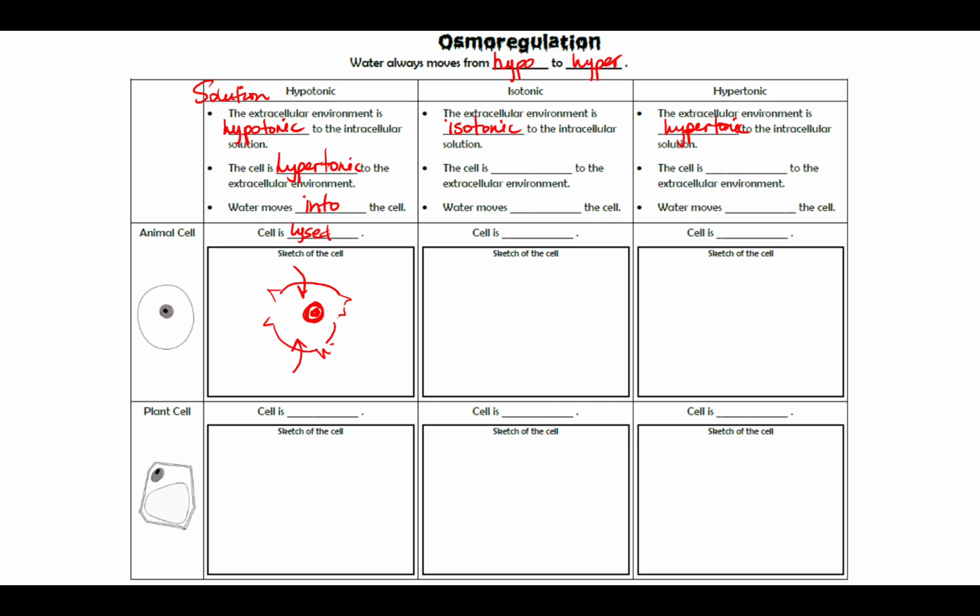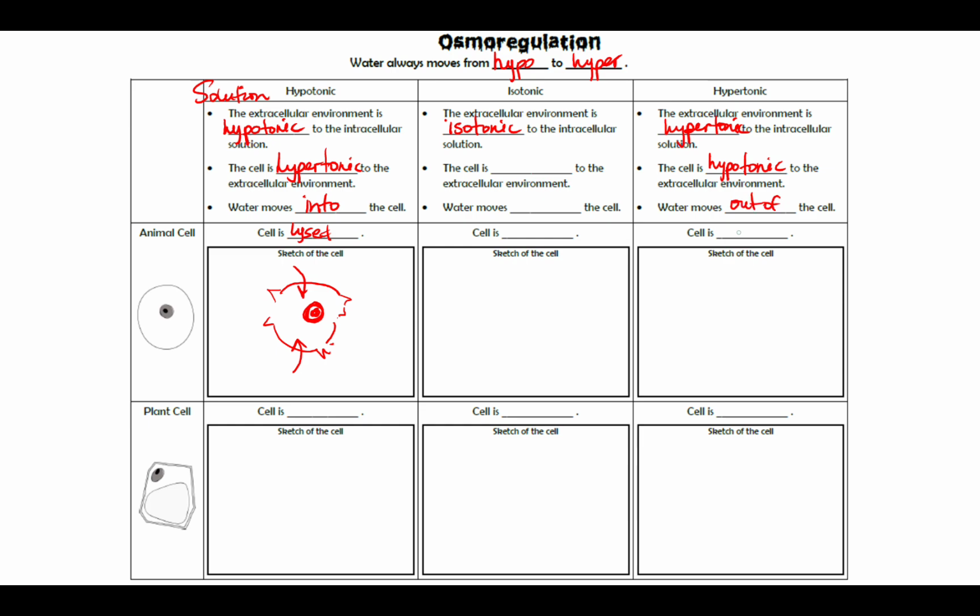Then I usually like to go from the hypotonic solution to look at the hypertonic solution, since isotonic solutions are a little different. So if the extracellular environment is hypertonic to the other solution, then the interior environment is going to be the opposite. It's going to be hypotonic. Water always moves from hypo to hyper, so it's going to move from the inside of the cell to the outside the cell, so water moves out of the cell.